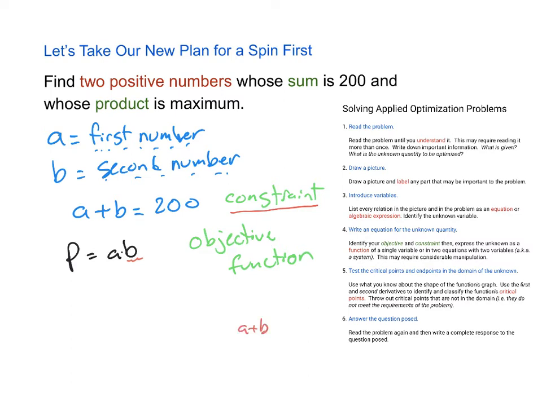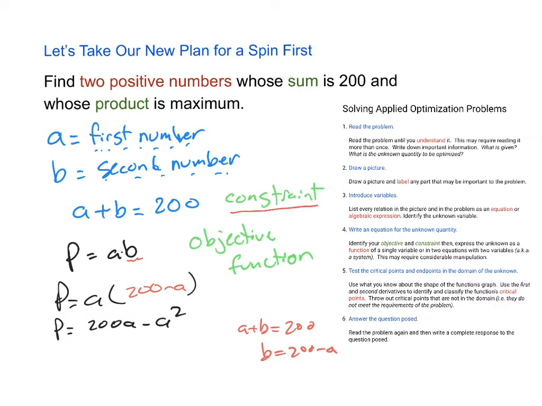A plus b equals 200. That means b equals 200 minus a. So I can replace b with 200 minus a. And now I have a function in one variable. And if I distribute, I just end up with 200a minus a squared.